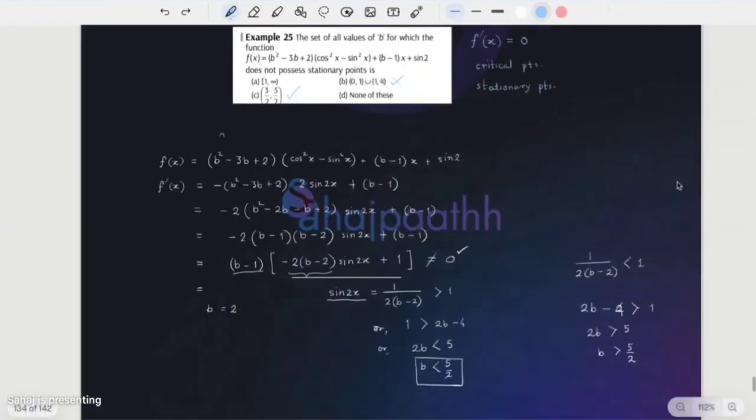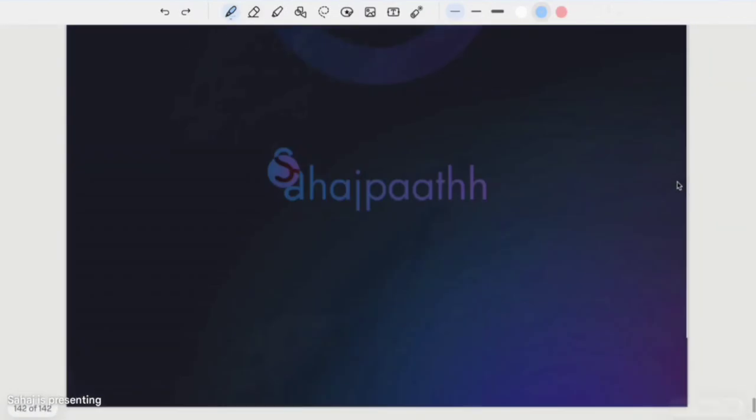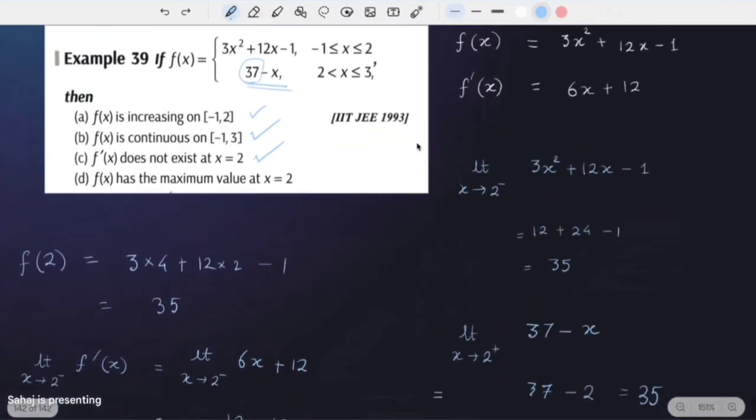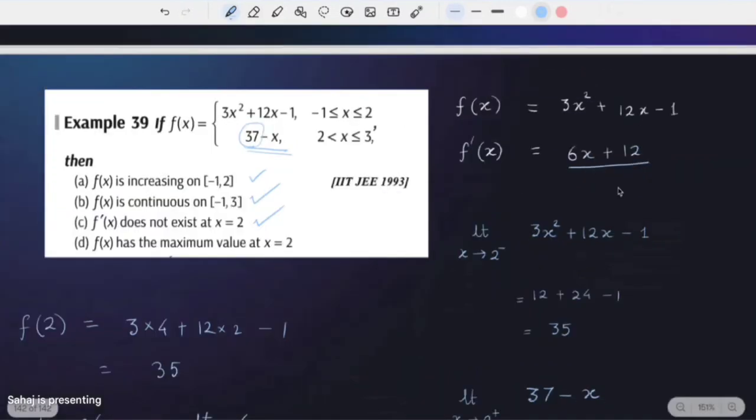As you can immediately see, the function on the left hand side is an increasing function. You take the first derivative, 6x plus 12, and see it's positive. Whereas for this one, the first derivative is minus 1, so it's a decreasing function, and it's continuous. So it was increasing and now it is decreasing. So there has to be a maximum value at x equals 2. So this is also correct.